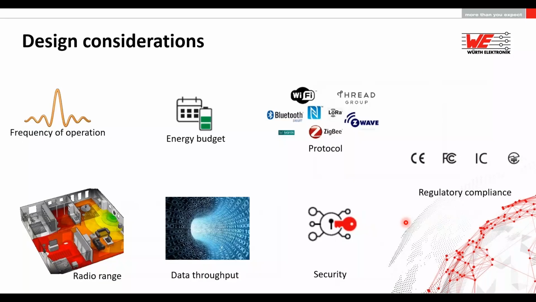What are the factors that need to be considered when we have to design such a wireless connectivity application? The first question that comes to my mind is the frequency of operation. There are a lot of options ranging from sub-gigahertz up to the 2.4 gigahertz and 5 gigahertz bands and so on. But 2.4 gigahertz is the most frequently used for such kinds of applications.